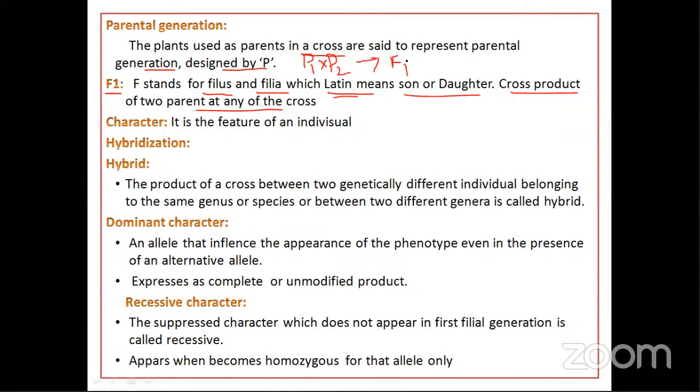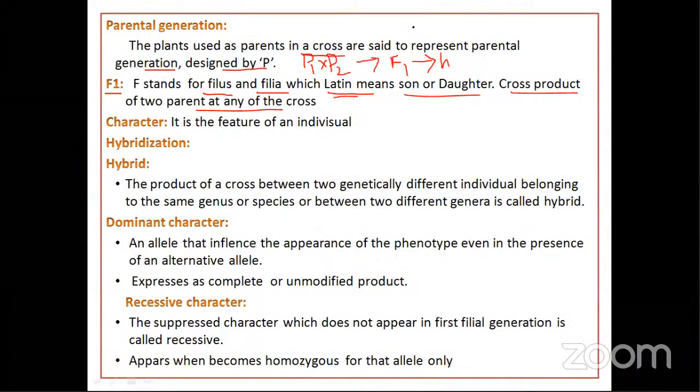So F1 will be heterozygous, and F1 will be homogeneous. What do I mean by homogeneous and heterozygous? Can anybody tell me? F1 is homogeneous and heterozygous. What do you mean by homogeneous and heterozygous over here? Ma'am, homogeneous means all the individuals will carry the same genotype, and heterozygous means in the genetic constitution one allele will be dominant and the other will be recessive.